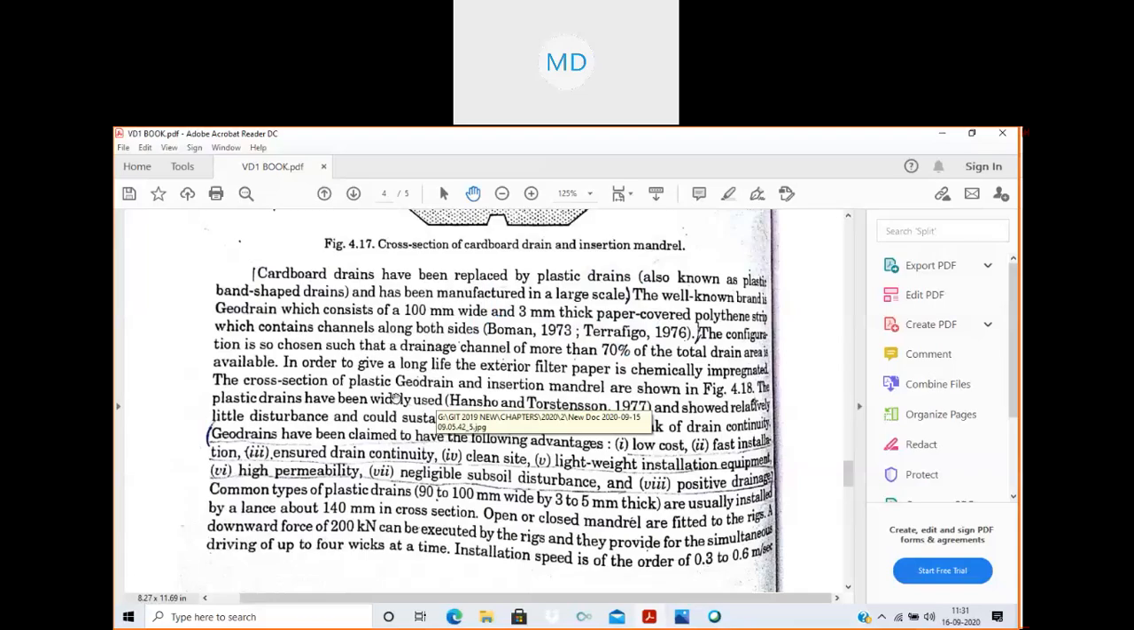If you read this, you will understand. Of course, nothing much is there. Along with time, the technologies developed, as we all know, and then finally came the geodrains. These are the advantages of geodrains: low cost, fast installation, ensured drain continuity, clean site, lightweight installation equipment required, high permeability, negligible subsoil disturbance, and positive drainage.